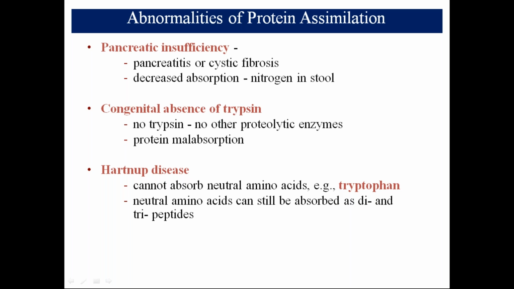So there are abnormalities of protein assimilation which occur. They can be pancreatic insufficiency, which can lead to disorders of protein digestion and absorption. You can have congenital absence of trypsin, or it could be Hartnup disease, in which there is a congenital defect in the transporter for amino acids. So this proves that there is a separate carrier system for di and tripeptides.